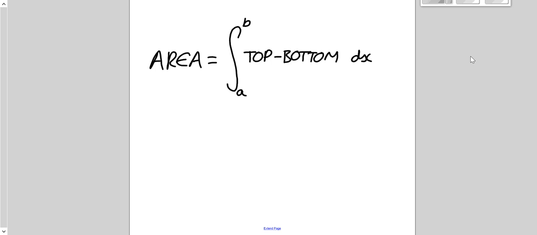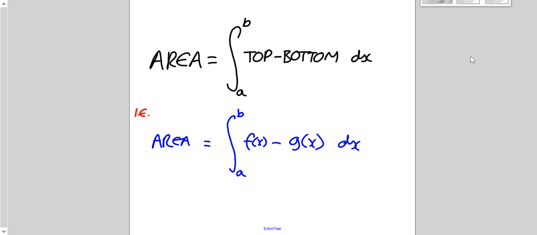So area is the integral from a to b, so that could be like 7 to 19, of the top curve minus the bottom curve. The wee dx just means everything involves dx for us here, with respect to x. So putting in the two names of the curves, f of x and g of x, we can just put f and g, or just the function names. Forget about the wee dx, these are all in there for technical reasons.